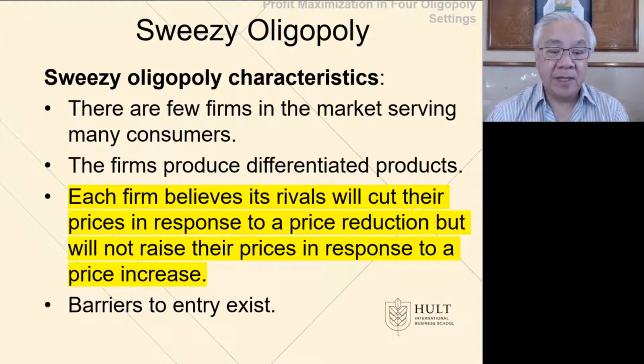Starting with Sweezy, this is a condition where there are few firms in the market and there are many customers. Also that the firms produce a differentiated product. Each firm believes its rivals will cut their prices in response to a price reduction, but will not raise prices in response to a price increase. And barriers to entry do exist.